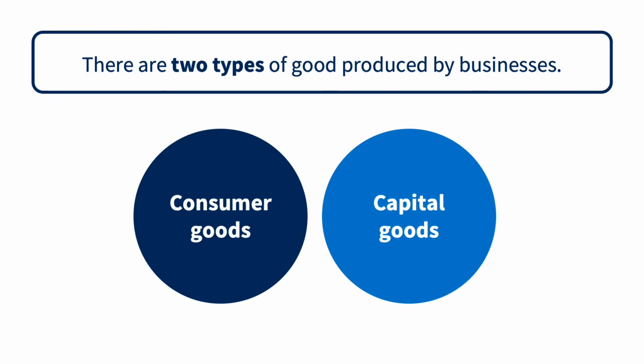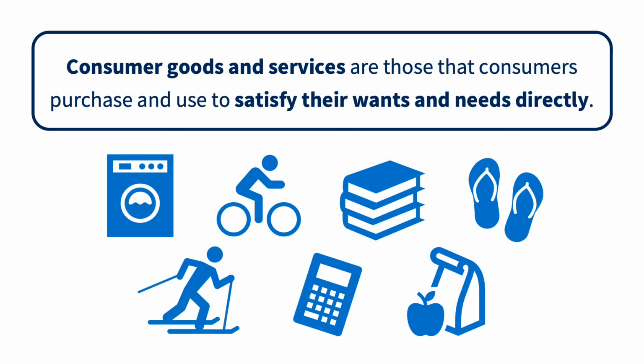There are two types of good produced by businesses: consumer goods and capital goods. Consumer goods and services are those that consumers purchase and use to satisfy their wants and needs directly. For example, the washing machine in your house or the flip-flops you buy for your holiday would both be consumer goods, as you are purchasing and using them directly to satisfy your own needs and wants. A ski holiday would be a consumer service for exactly the same reason. You are purchasing and using it yourself to satisfy your own wants.